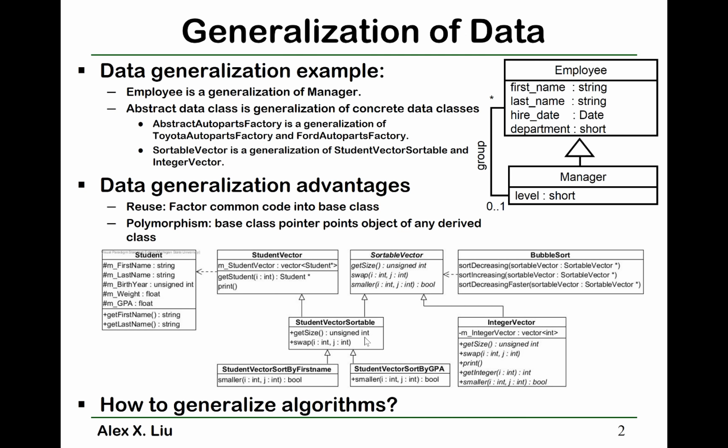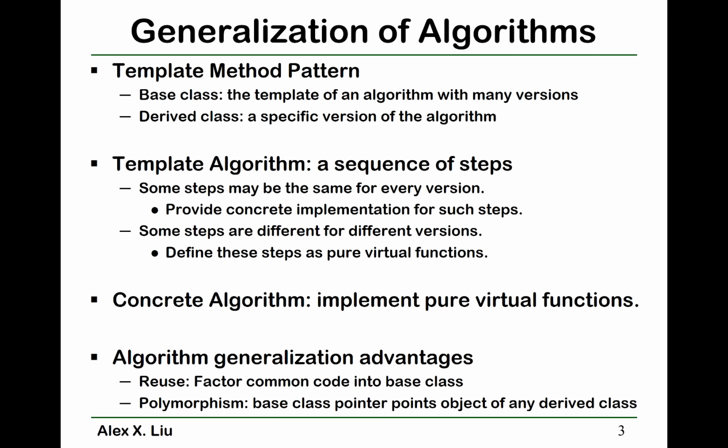So we know how to generalize data. Now the question is how to generalize algorithms. So the design pattern for that is called the template method pattern. In this design pattern, we have a base class and we have multiple derived classes. In the base class, we implement a template of an algorithm. And this algorithm has many versions. And in each derived class, we implement a specific version of the same algorithm.